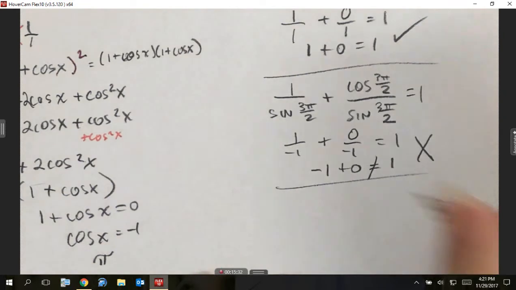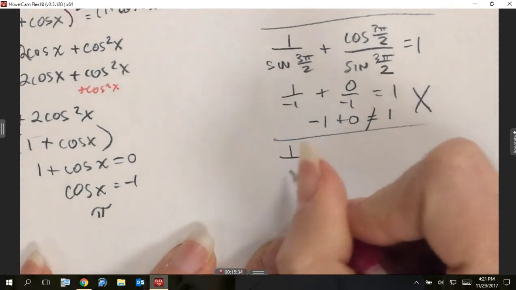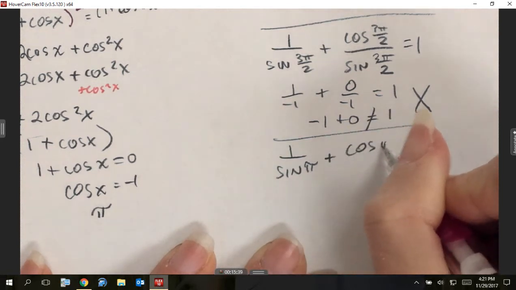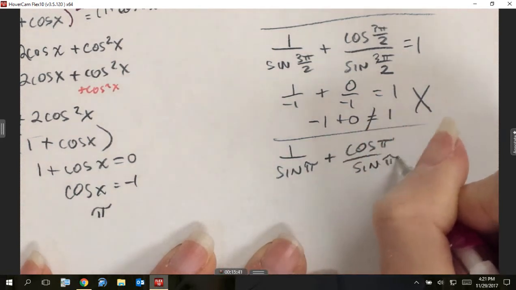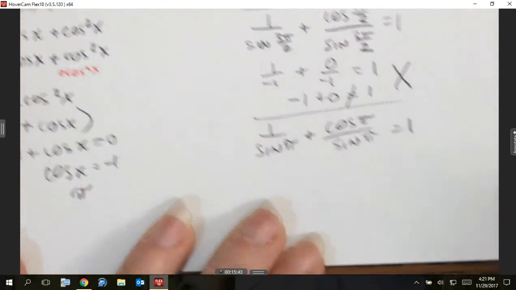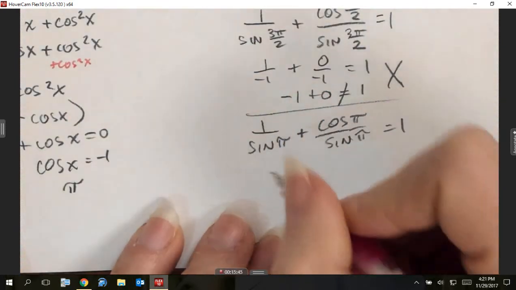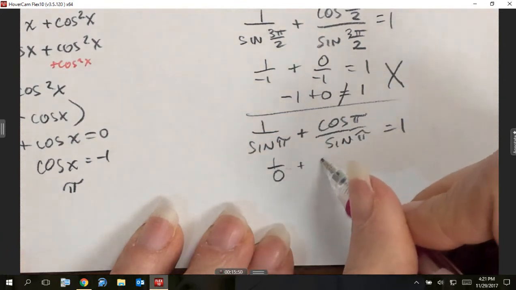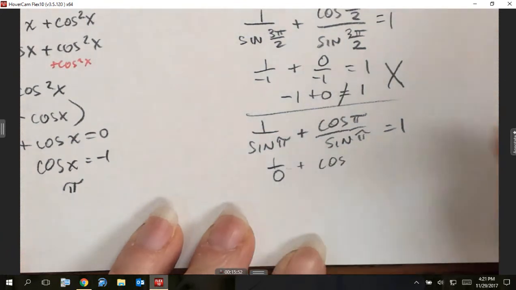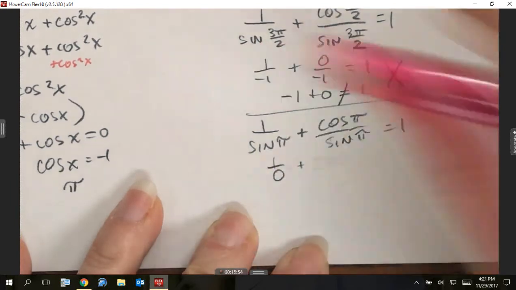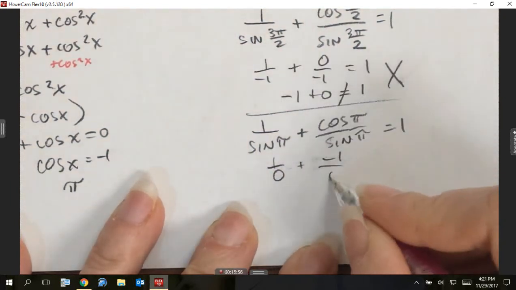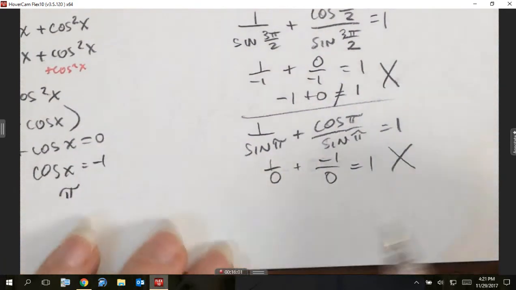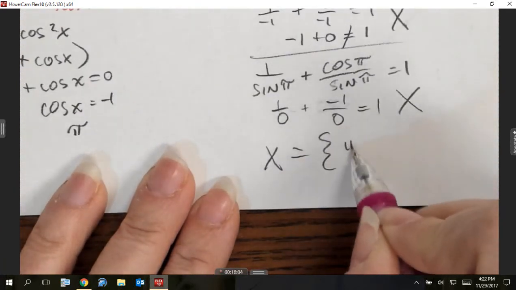And then my third one, pi: 1 over sine at pi plus cosine at pi over sine at pi. See, sine at pi is 0. So I already know it's not going to work because that's undefined. What's cosine at pi? Negative 1. I don't have to keep going, but I felt like it. There you go. So that one does not work. So our only solution is pi over 2.